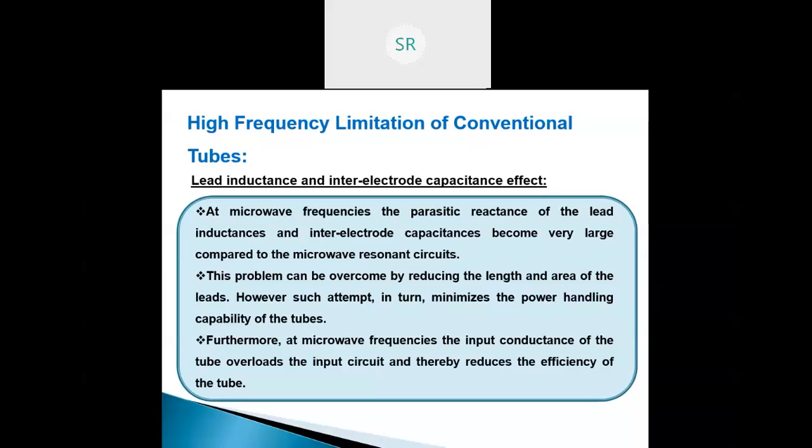This problem can be overcome by reducing the length or the area of the diode, triode or tetrode. But when we minimize that area, another issue arises, which is the transit time effect. What does transit time effect mean? It means, from the grid. Now we'll go to a diagram.